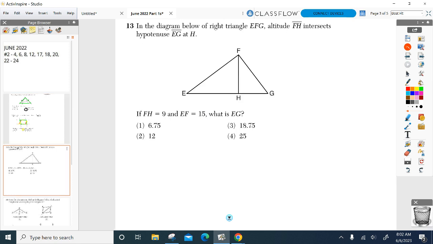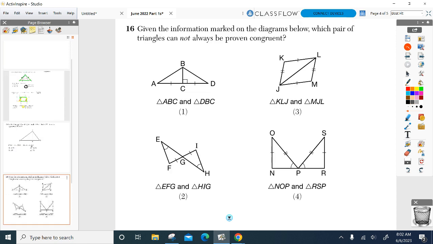I lied, I guess. I want to do this review one. Let's see if you remember anything. So 13. We did this one yesterday. I'm not doing this one. Sorry. We did this one yesterday in your notes because I remember finding EG. We did that one in your notes. Here we go. 16 then.